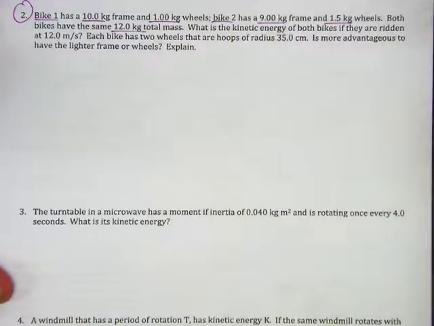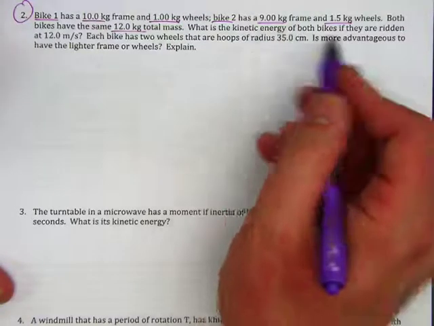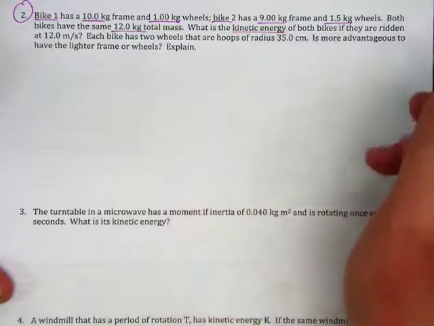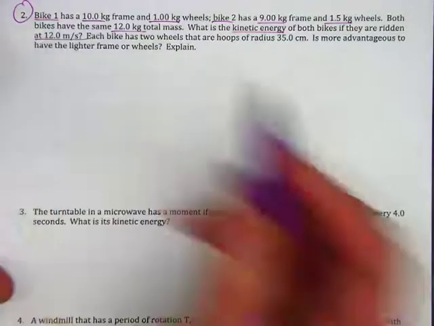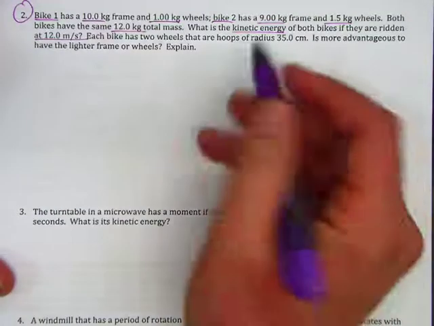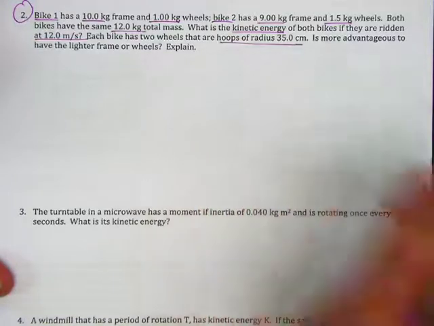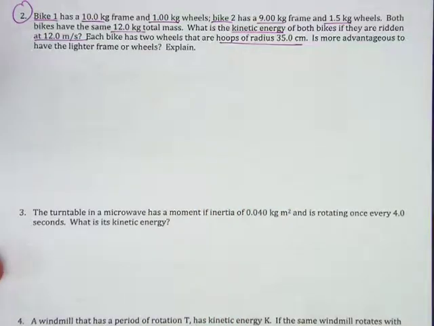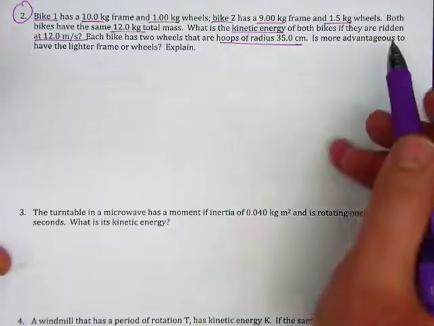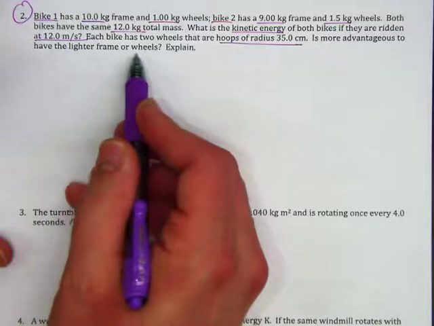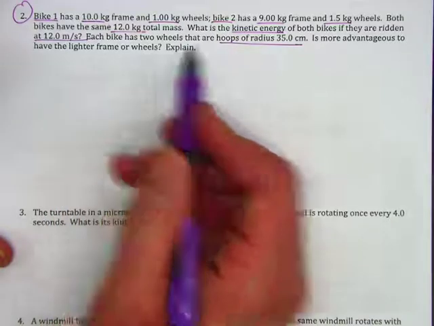We want to know what is the kinetic energy of both bikes if they're ridden at a speed of 12 meters per second. They each have two wheels, and the wheels can be treated as hoops in terms of the moment of inertia, with a radius of 35 centimeters. Is it more advantageous to have the lighter frame or lighter wheels? Explain. So that's a little piece at the end.